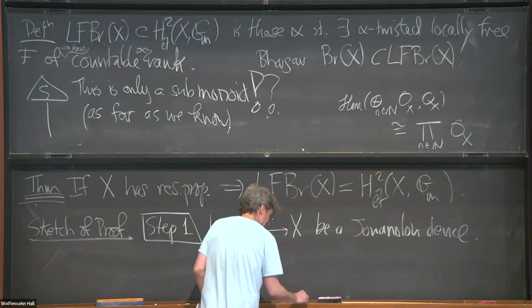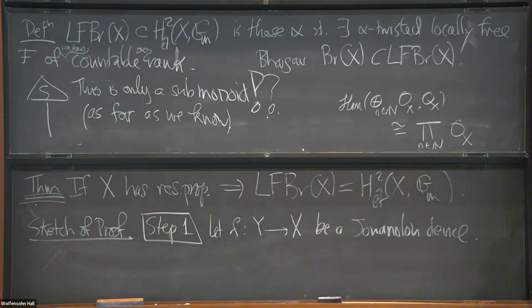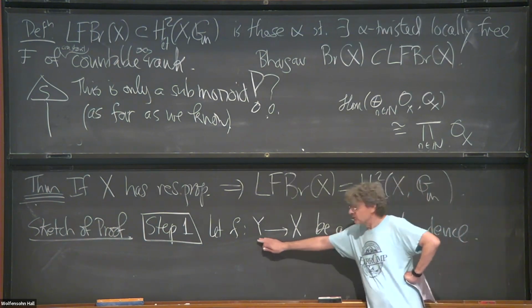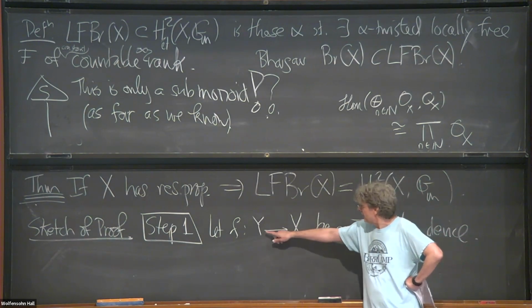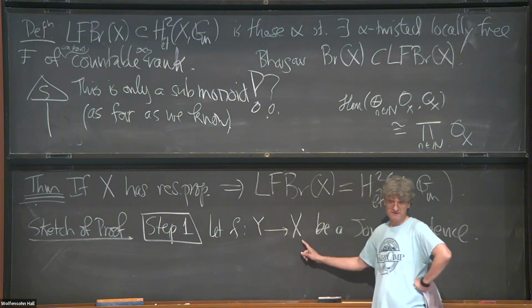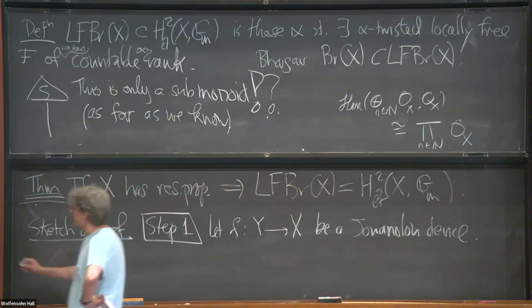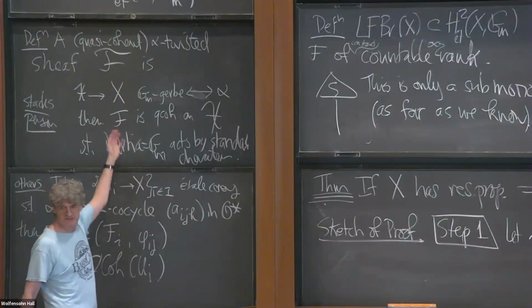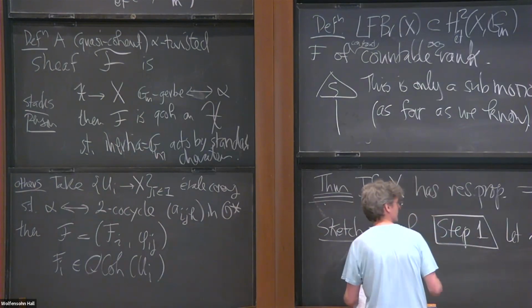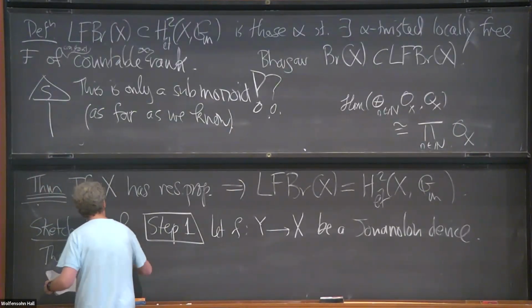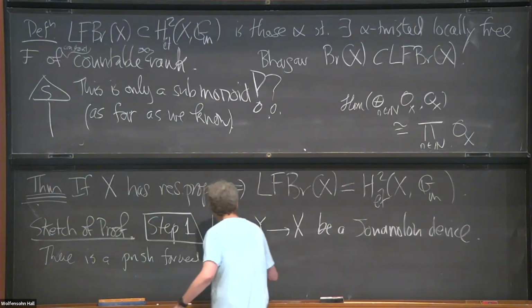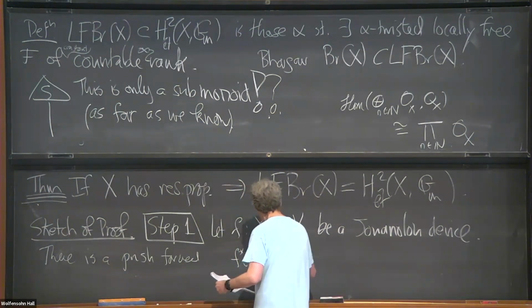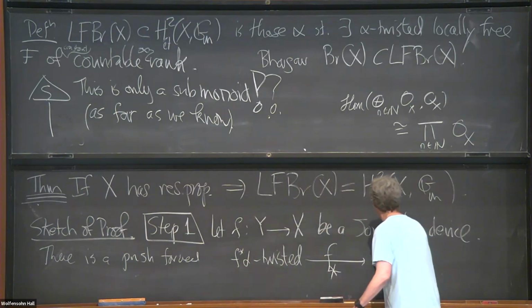So you have your alpha on X, you pull it back to Y, you get an f upper star alpha on Y, and then f upper star alpha twisted sheaves on Y, when you push them forward by f, they're alpha twisted sheaves on X. And that's just some local calculation. It's actually 100% clear, right? On the U_i's, you're just pushing and pulling quasi-coherent modules, and then the phi_ij's just come along for the ride. So there is a push forward from f upper star alpha twisted to alpha twisted.